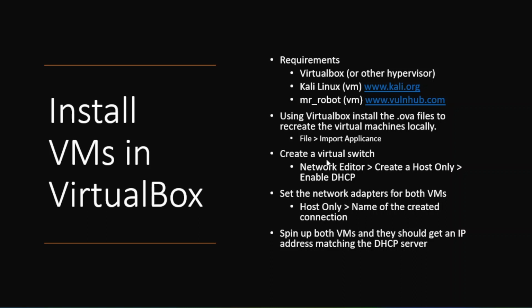And then we've created a virtual switch, basically to create a private network between these two machines. So we went into the network editor, created a host only, enabled DHCP, and effectively then went to each VM and changed their settings so that they can actually access the newly created connection or virtual switch that we created. And then we can actually boot these machines up, and hopefully they should be on the same network. So we're just going to check that now.